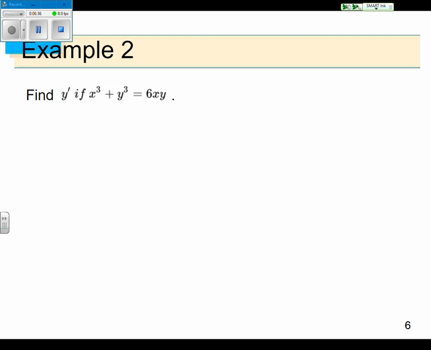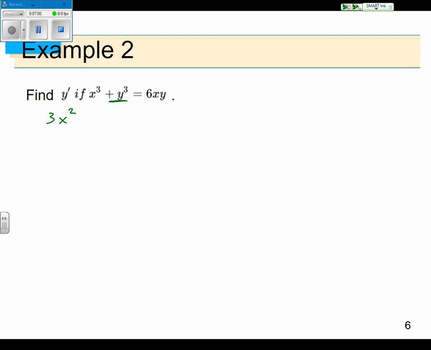Okay, so I'm going to work this one a little bit differently. Keeping in mind that anytime I take the derivative, I'm taking the derivative with respect to x, but if I need to switch it to y, I just have to throw a y prime after it. So the derivative of x cubed is just going to be 3x squared. Nothing going on with y there. I have to think about this a little bit differently here in a minute.